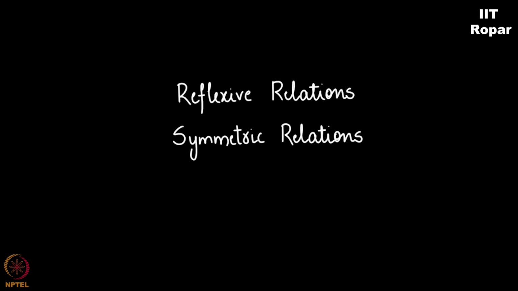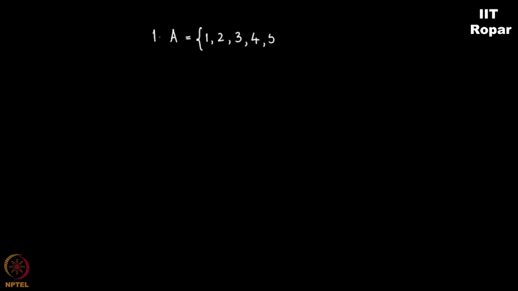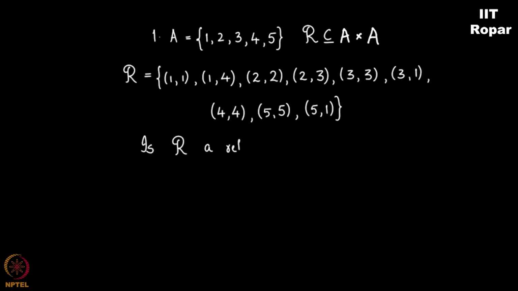Now that we have seen what reflexive and symmetric relations are, let us see these concepts in action by solving a few problems. Consider the set A equal to {1, 2, 3, 4, 5} and let R be a subset of A cross A, and I am going to write R as this set of elements. Now the question is: is R a reflexive relation?